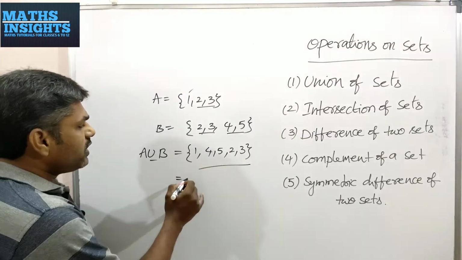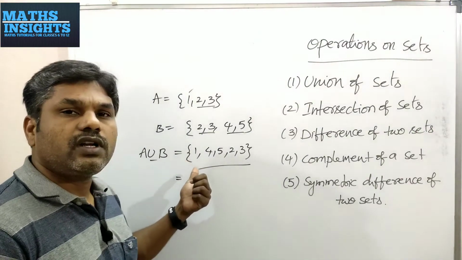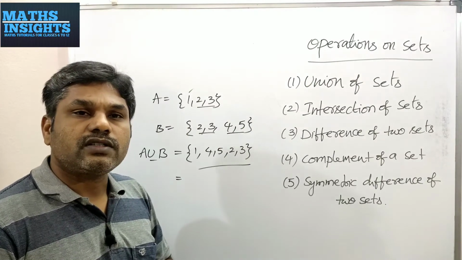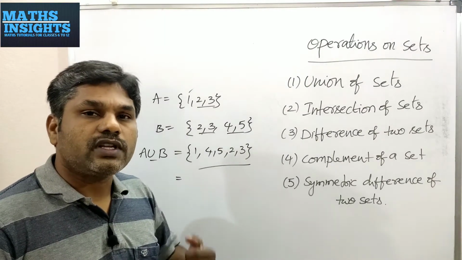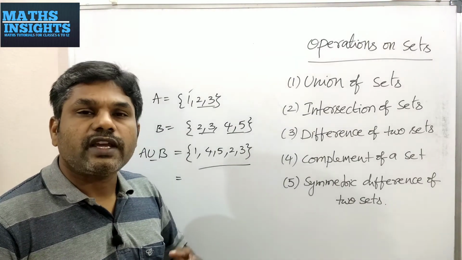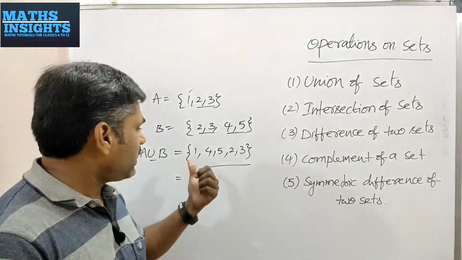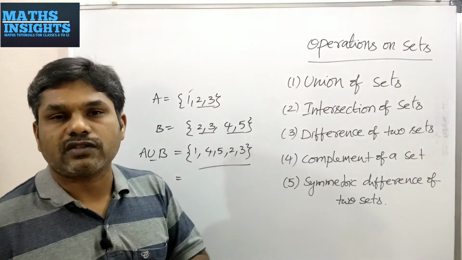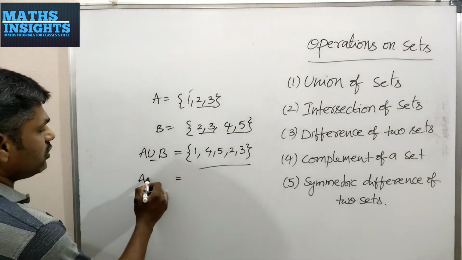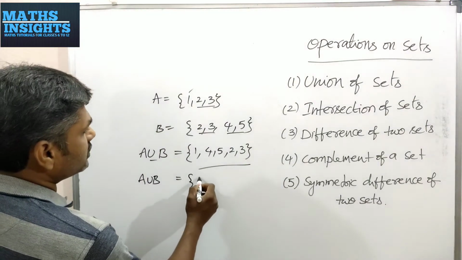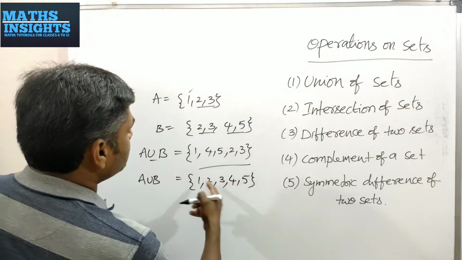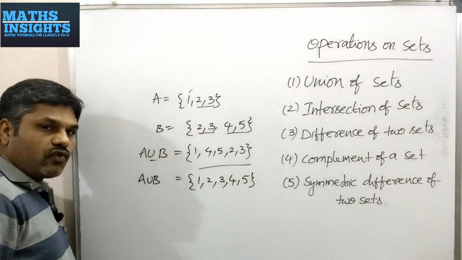See, you may write the element 1 in the first place or the last place. Why? Because there is no preference for the order of any element in a particular set. If you write it in the first place or the last place, it will not make any difference. Therefore, A union B may be written as {1, 2, 3, 4, 5}. This is also the same as before.